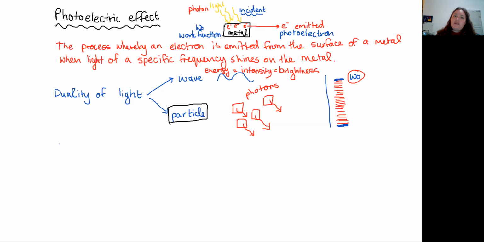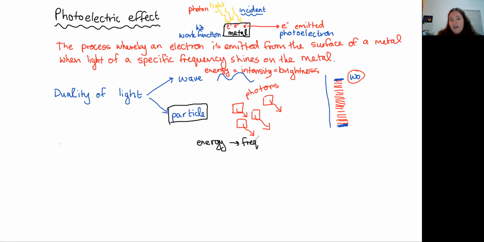What they found when they shone brighter and brighter lights on is that it didn't make a difference. If we hadn't got above a certain frequency of light, didn't matter what you did, no electrons would be emitted. So what they found out was that the energy doesn't depend on the brightness of the light. It depends on the frequency. So according to the particle theory, we come up with the idea that the energy depends on the frequency.